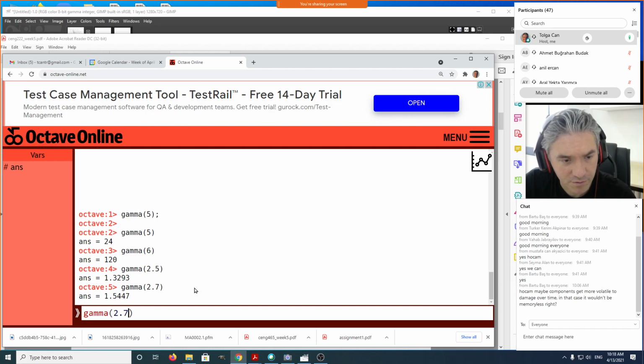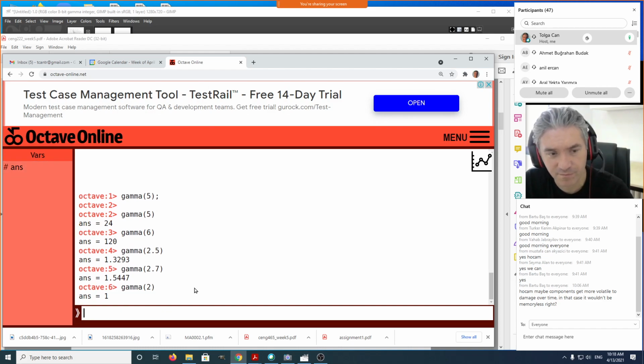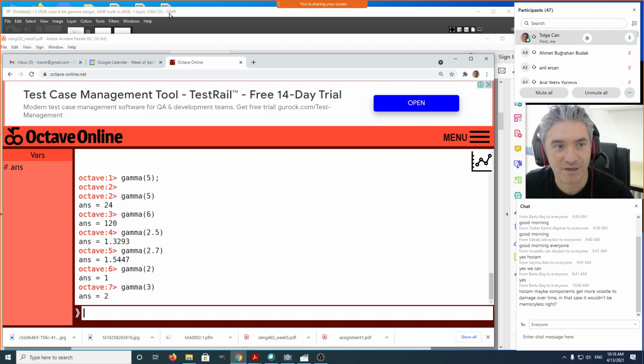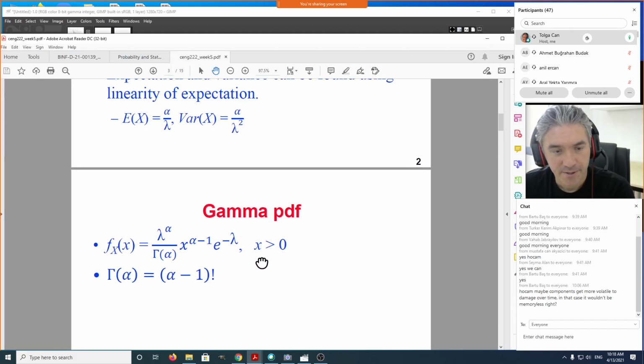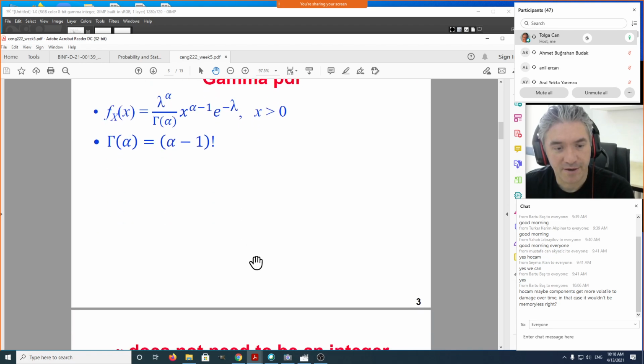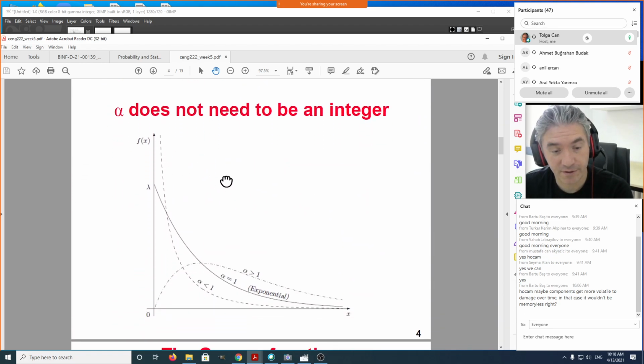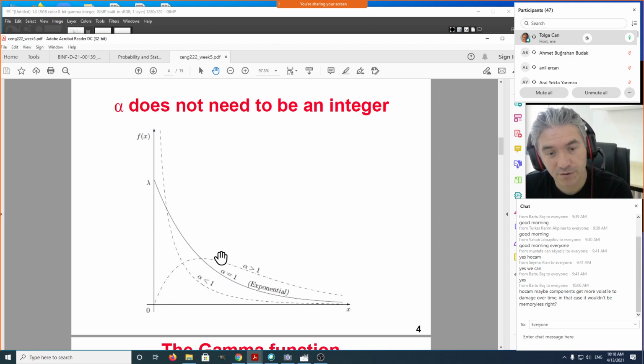So gamma 2 is 1, right? Factorial 1. And gamma 3 is 2. So anything between 2 and 3 is between 1 and 2. It's like an increasing function, just like factorial. So this is its PDF here, and alpha doesn't need to be an integer. For values of alpha greater than 1, the gamma distribution looks like a bell-shaped curve, but again, it's not symmetric. It starts at 0, since gamma is just like exponential.